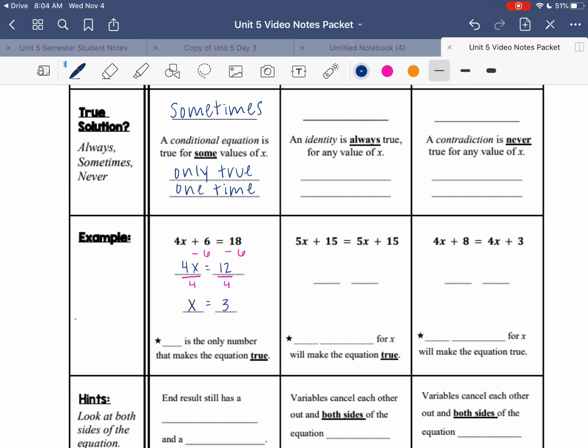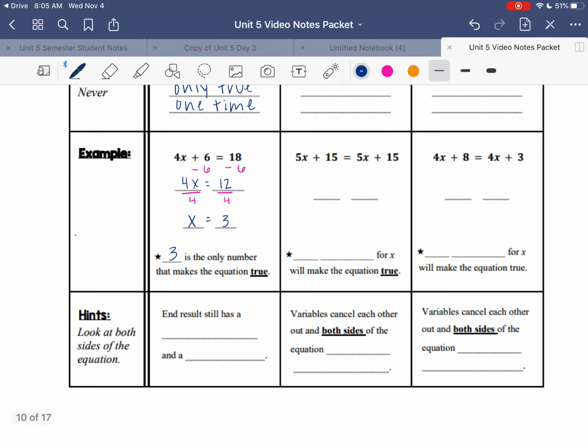So this is what we've been dealing with, and what that means is that 3 is literally the only number that exists that will make that equation true. If we plug in any number into that equation, it won't always be true, just when we plug in 3 specifically, because that is our solution or our answer.